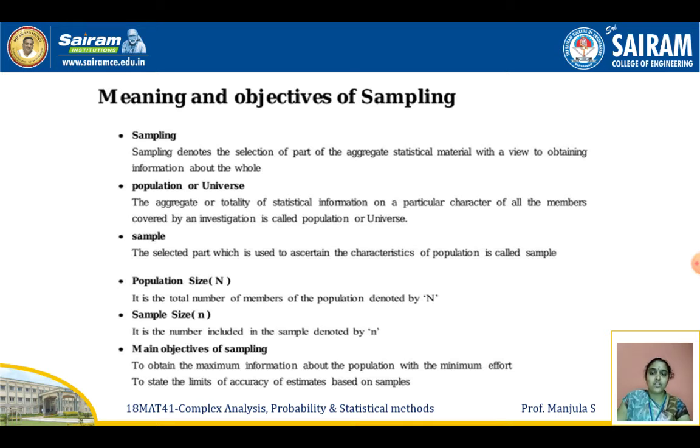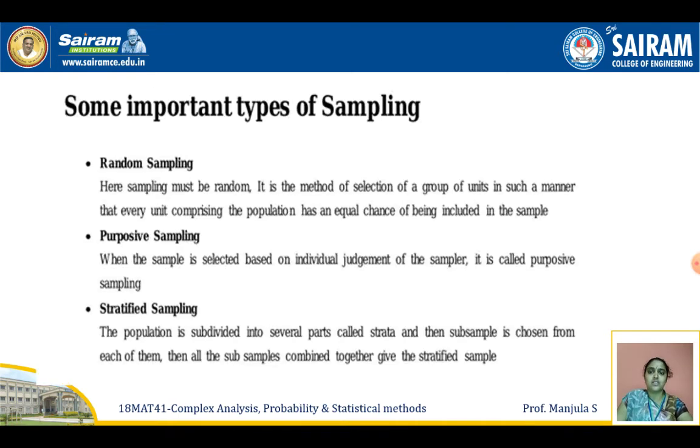Now the next definition is population size. Population size is denoted by capital N. It is the total number of members of the population, and sample size is denoted by small n. It is the number of members included in the sample. The main objective of sampling is to obtain the maximum information about the population with the minimum effort and minimum time. That is the main application of sampling.